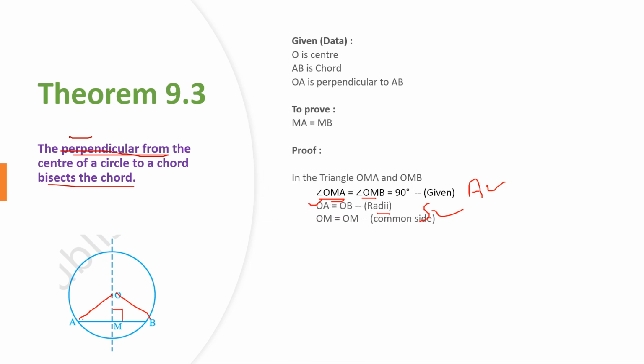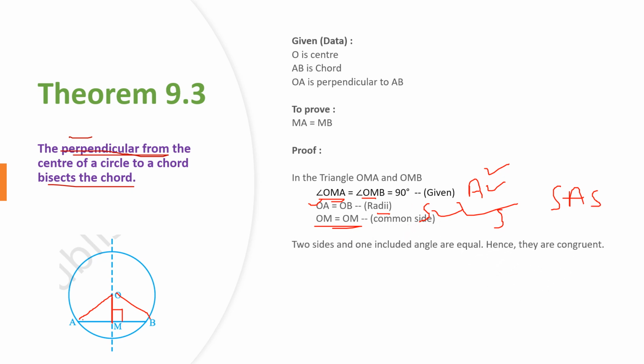Then OM is equal to OM, because see this OM edge, right? It is common to the left triangle as well as the right triangle. So naturally it is equal. So we proved that this side is also equal. What we proved: one of the angles is equal, two sides are equal. What is this called? Yes, correct.